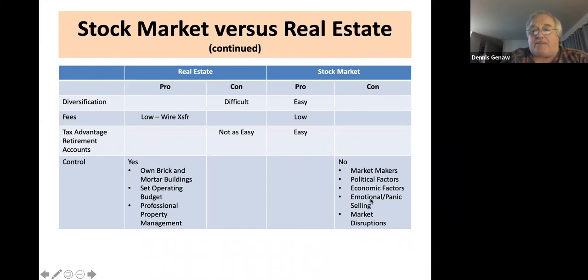And you see things like emotional or panic selling and market disruptions. Like, let's say a market disruption would be what happened to the taxi industry when Uber and Lyft came out, right? It decimated taxi businesses across the country. So there are things out there that if you're buying into stocks, you really don't have control, whereas there's a lot more control in the ownership of real estate. And that control extends to then ensuring the return on investment that you have. It's easier to do that in real estate than it is in the stock market.